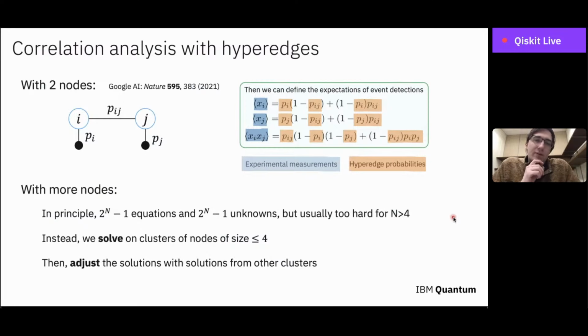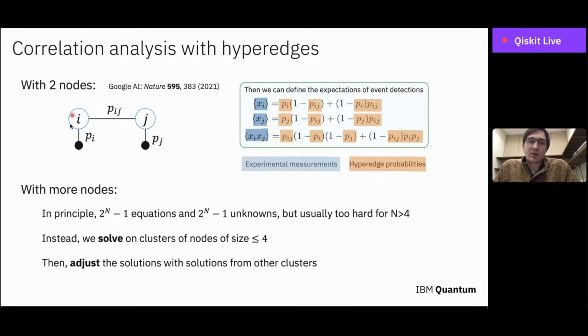So roughly, how does it work? Well, here's a 2-node example, which you can find from this Google paper. There are just 2 nodes, but that means that there are three edges. There's the edge from node I to the boundary. There's the edge between I and J, and there's the edge from node J to the boundary. And you can write the expectation values.